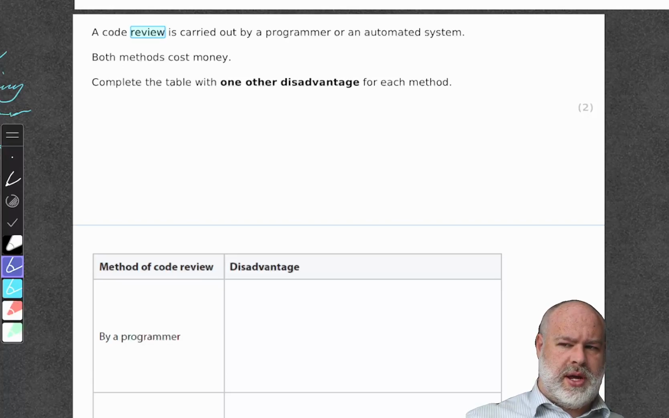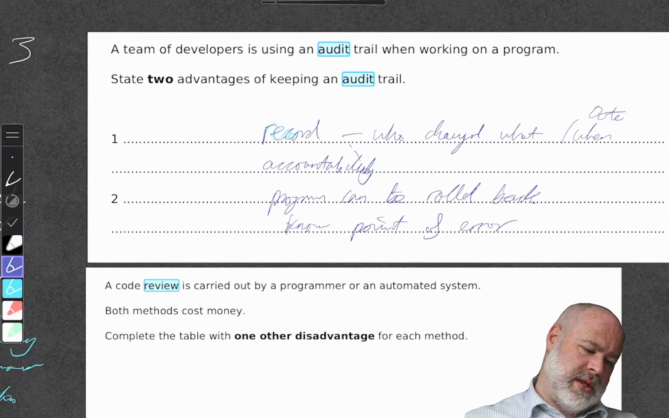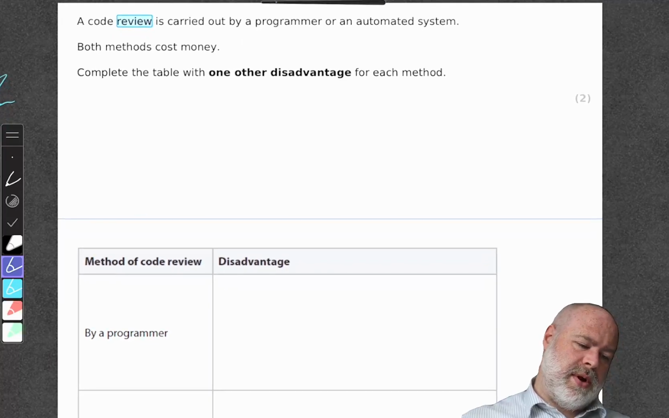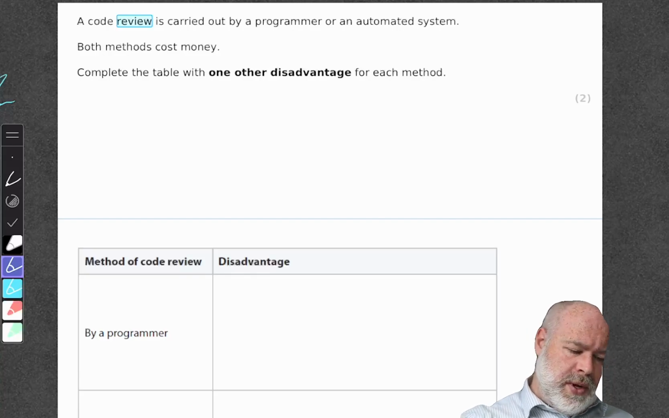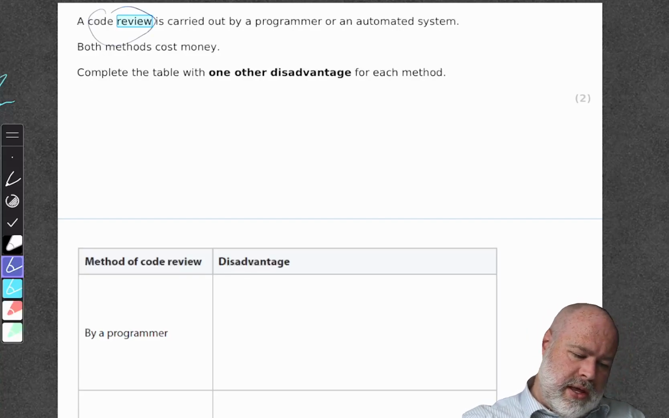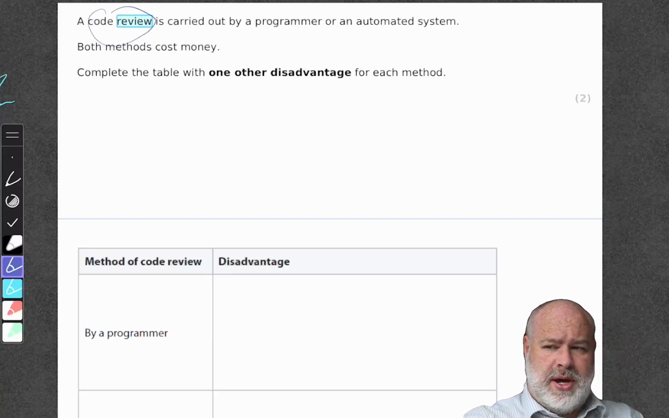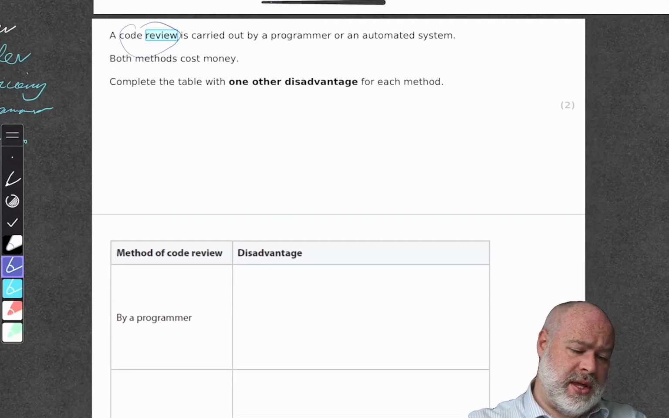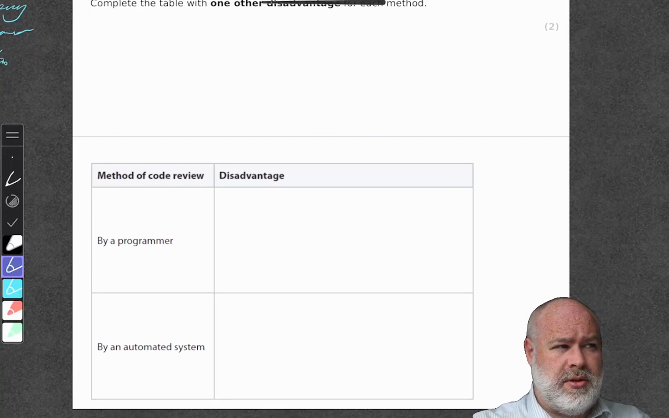What else would we do here? I think we could have code review. Okay, so that's a slightly different topic here. Carried out by a programmer or an automated system. Both methods cost money, right? Complete the table with one other disadvantage of each method. So it should be noted that a code review doesn't need to be done by a human being. It can be done by some specialist software which scours the code and looks for vulnerabilities or issues. It's probably best to have a combination of both, quite frankly, but especially with this age of AI, you can't just trust AI to do everything you need.